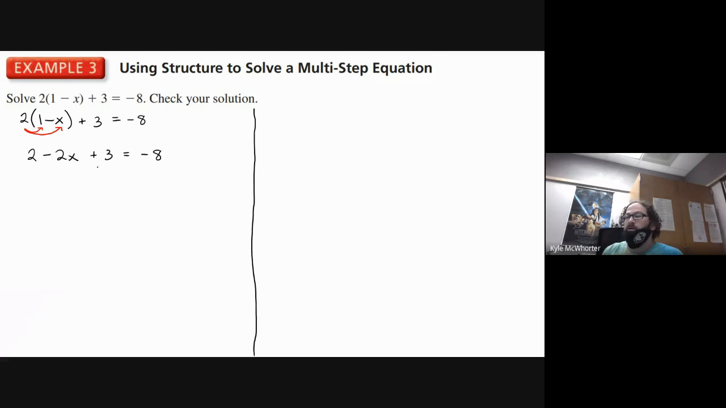Then we've got like terms over here on the left side, a 2 and a 3. So this positive 2 and this positive 3 are like terms, so we can just combine them. 2 plus 3 is 5. So that we get 5 minus 2x equals negative 8. I also could have written it negative 2x plus 5. Those would mean the same thing.